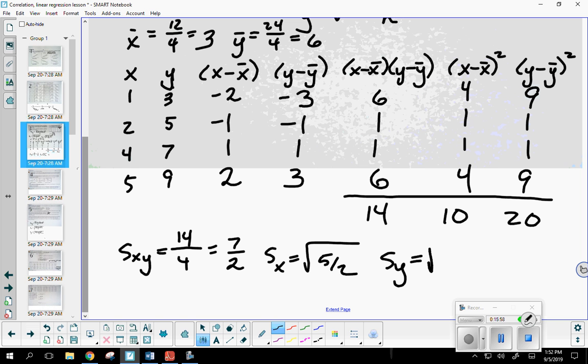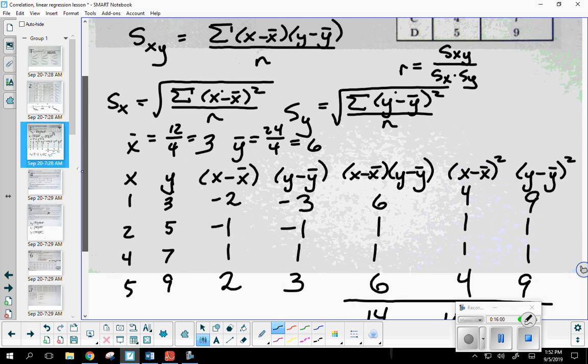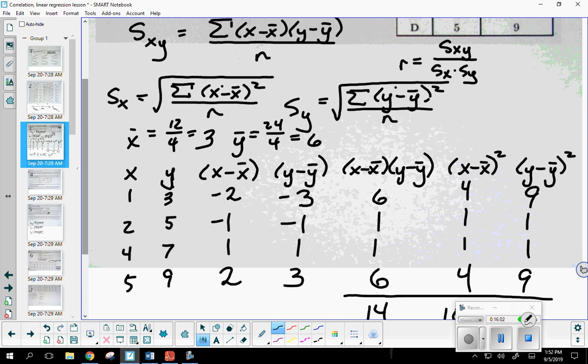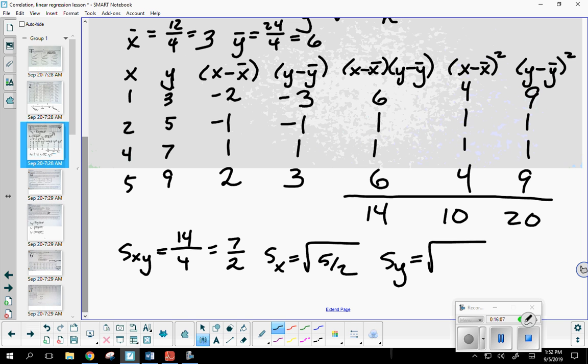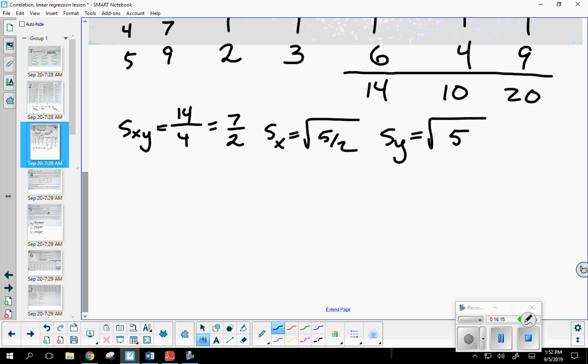S sub y. Again, we have the square root, but this time I want the sum of the squared differences divided by n. What do we get for that one? 20 divided by 4. I'll just write it out. What is that? 5. All 3 of these work together to give me r, the correlation coefficient. Remember, r is found by taking S sub xy divided by the product of S sub x times S sub y.